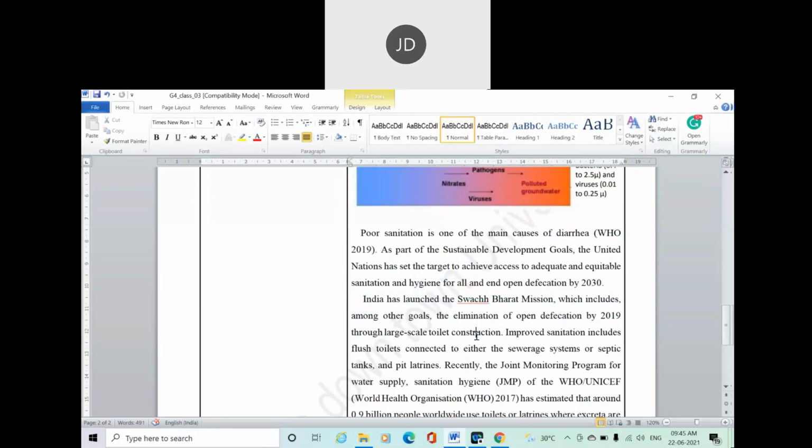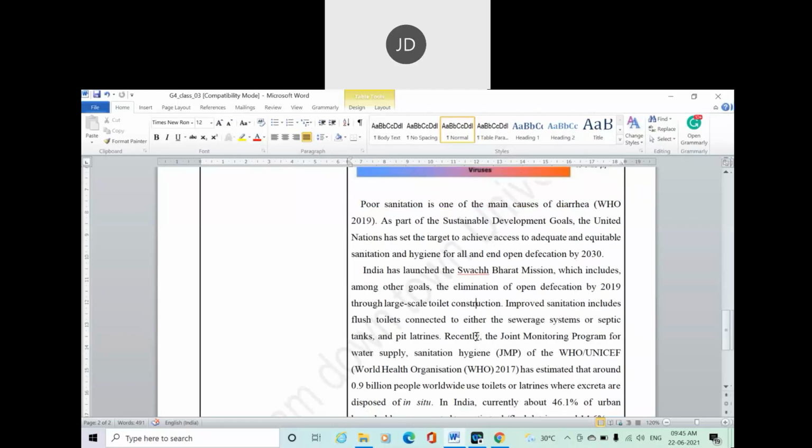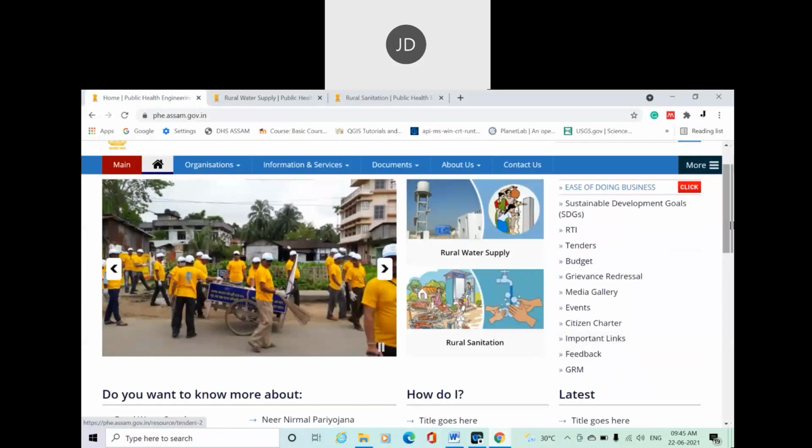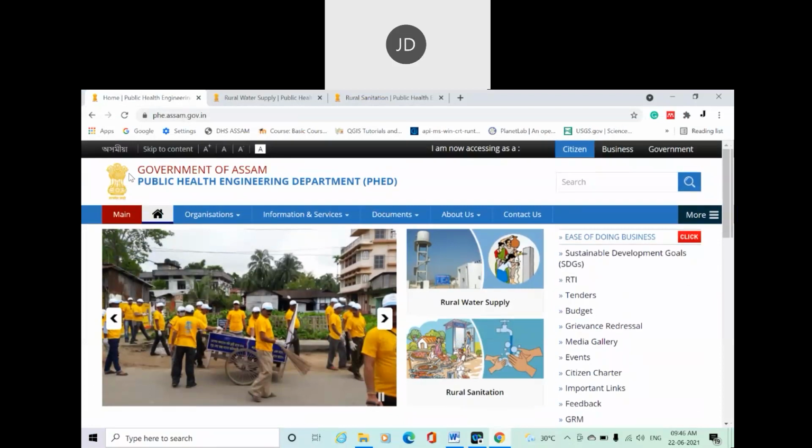If you go through any state level website of the Government of India, you will find the mission. Just go through it. I'll show you for our state Assam. I have already opened this website. I think you can see it, right? This is the website of the Government of Assam Public Health Engineering Department, popularly known as PHED.